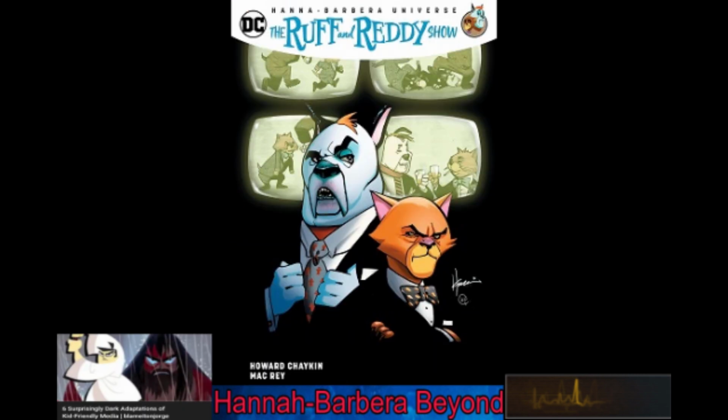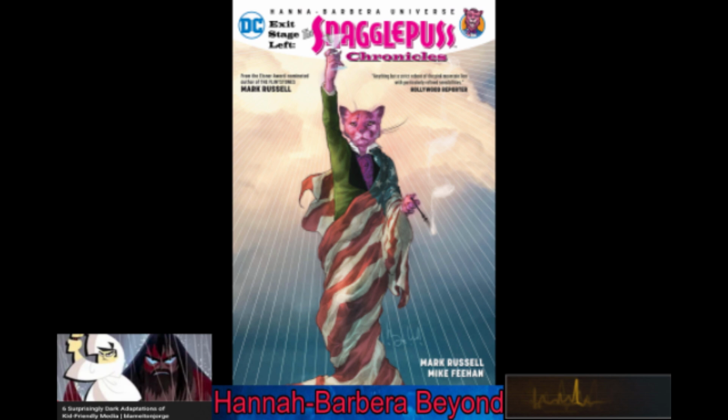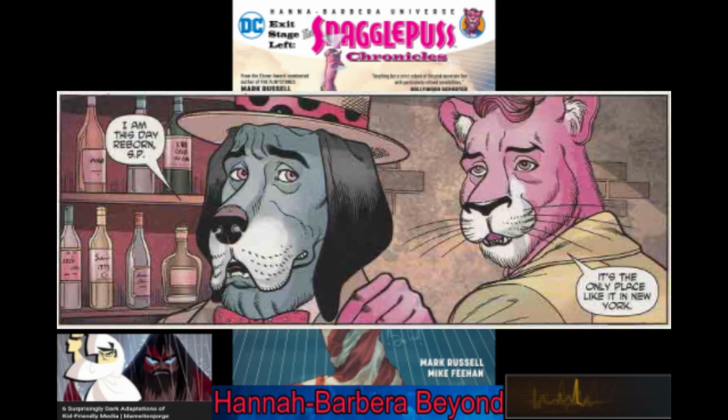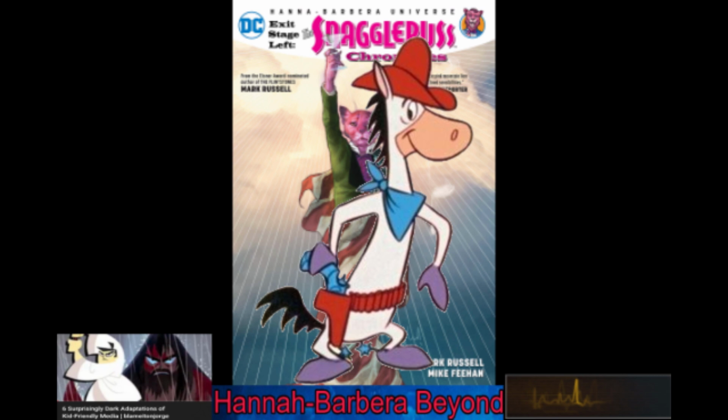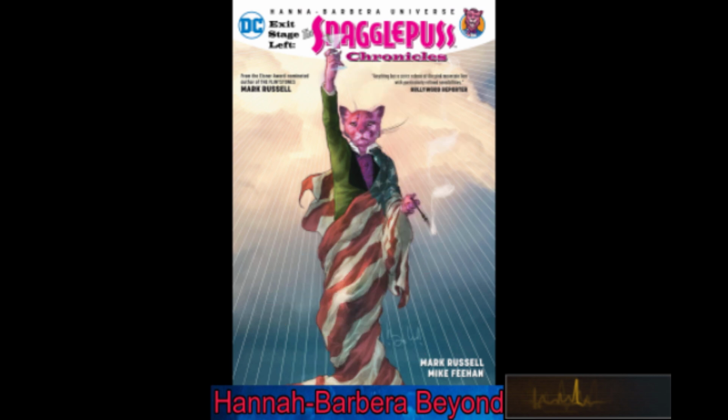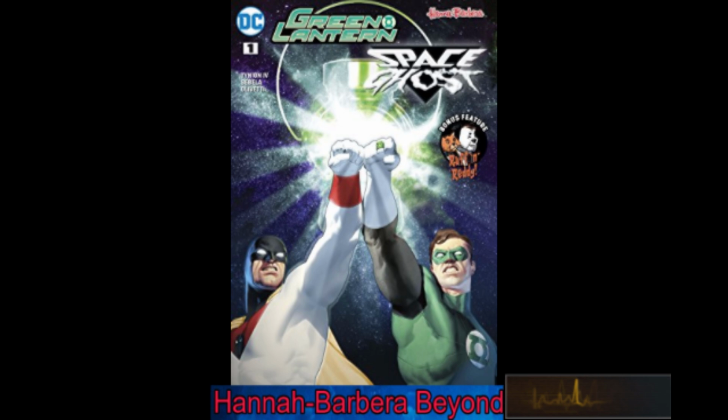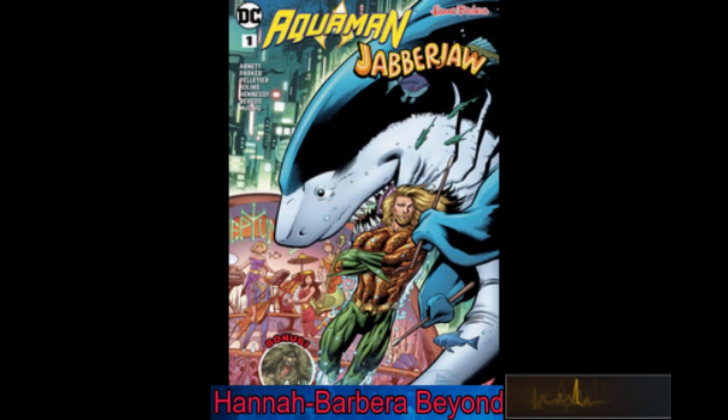Rough and Ready are now has-beens after their show came to an end and want to make a comeback. And finally, Axis Stage Left, The Snagglepuss Chronicles depicts Snagglepuss as a gay playwright in the 1950s being victimized under McCarthyism, with Huckleberry Hound, who is a closeted gay, and Quick Draw McGraw being a police officer or sheriff. There are many more other crossovers such as Green Lantern and Space Ghost, and Aquaman and Jabberjaw, but that's all I can cover. Moving on.